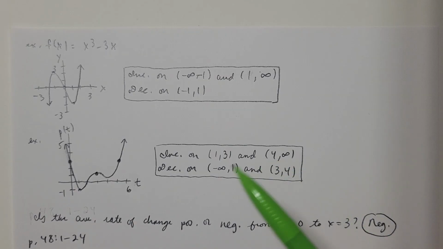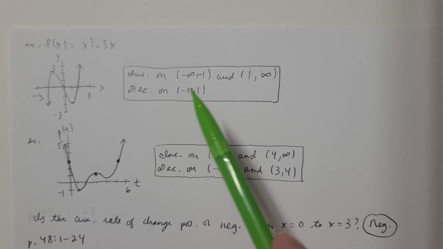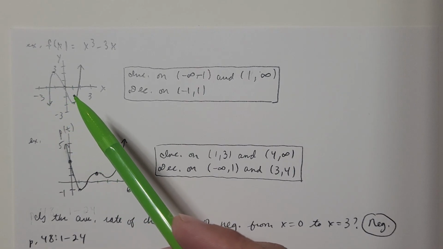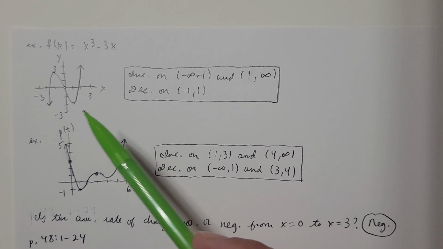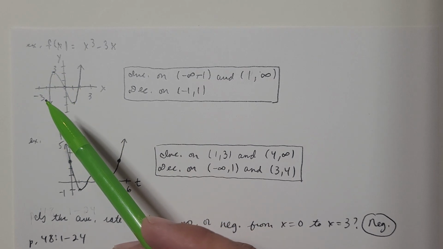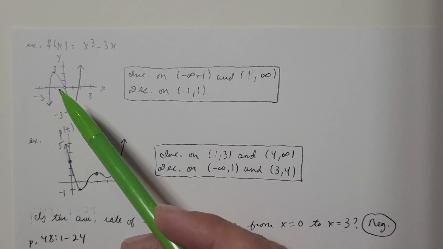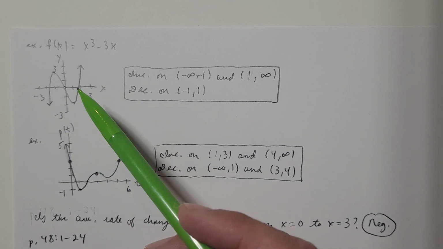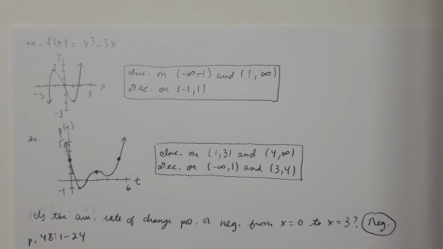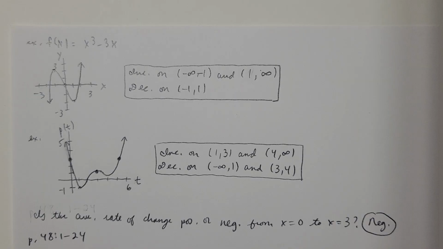By the way, I'm using open intervals because I'm taking a turn at negative 1 and a turn at 1. I'm going to be changing from increasing to decreasing at negative 1, and then changing from decreasing to increasing at 1. I never want to include those values. And again, you're always going to have open intervals for any questions related to increasing and decreasing functions.